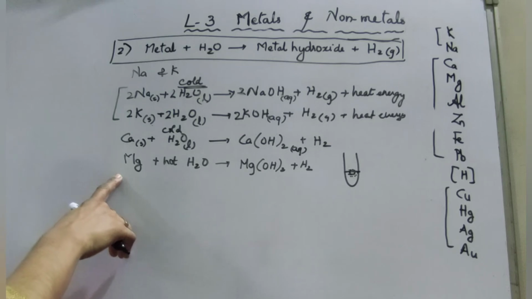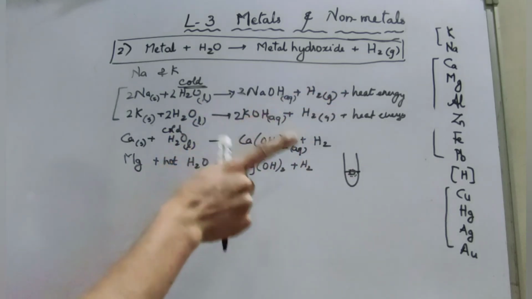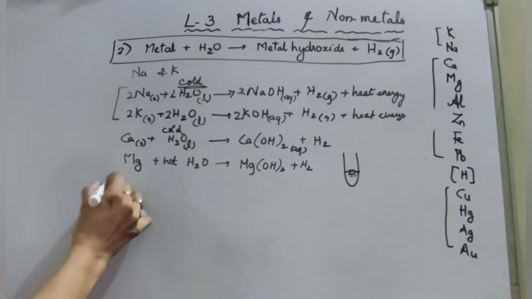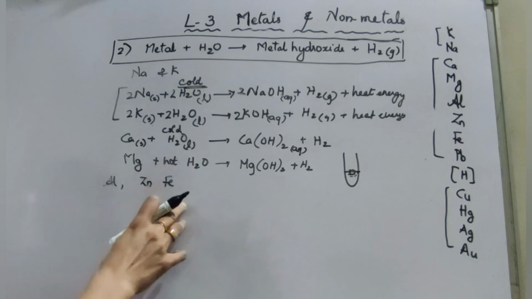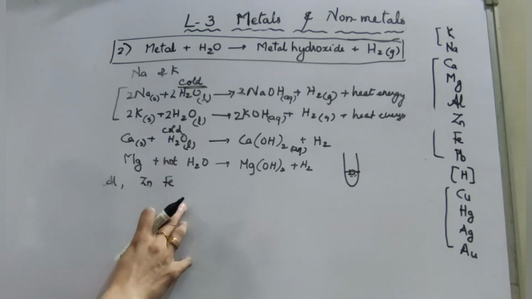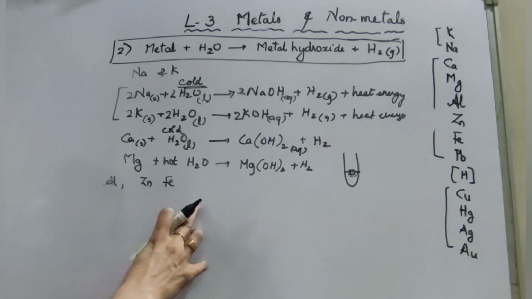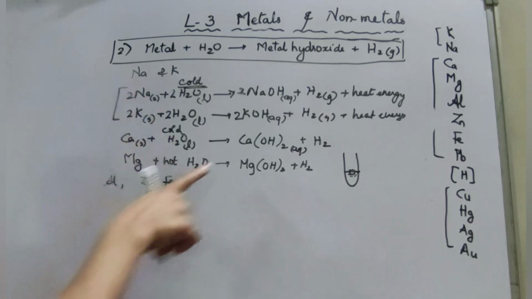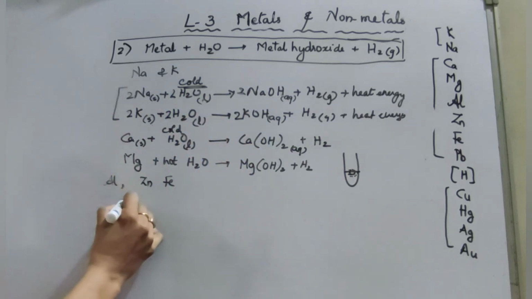Next members are metals like aluminum, iron, zinc. Take it as aluminum, zinc, iron. These three metals do not react with water, either cold water or hot water. Then how do they react? They react with steam only, and the product is not a hydroxide, it is an oxide form. I will show the equation.